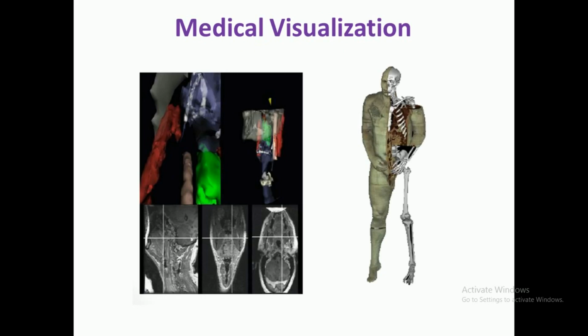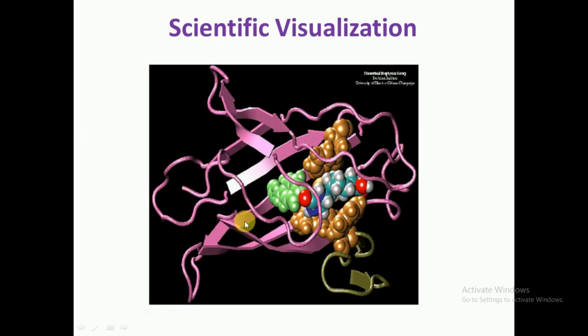For example, medical visualization, right? If you take any image of X-rays and all those things, this is what medical visualization is. Then scientific visualization. If you see any molecules or chemical reactions scientifically, then you want to represent those objects like this, right? This is what scientific visualization is. Again, this is an application of computer graphics, right?